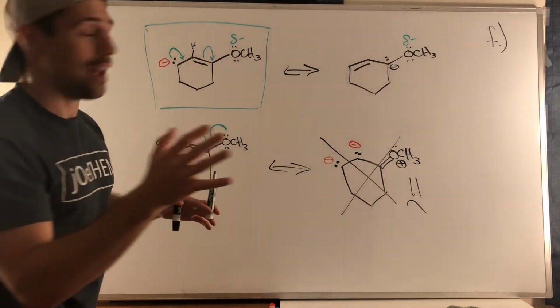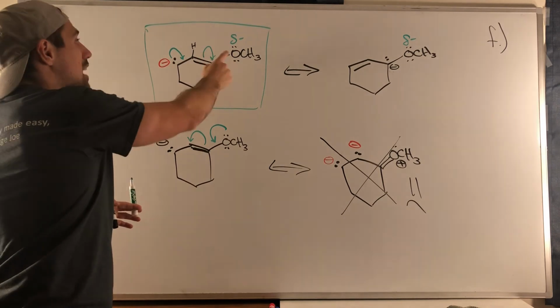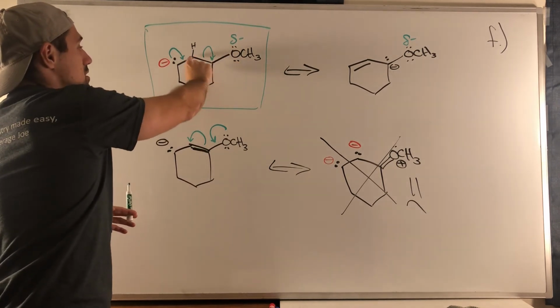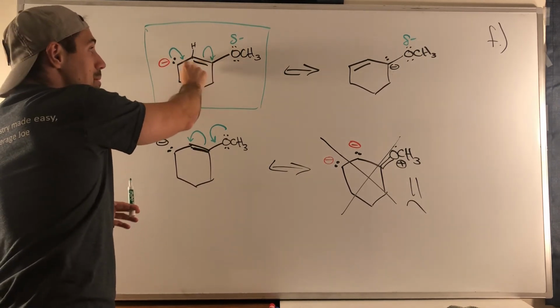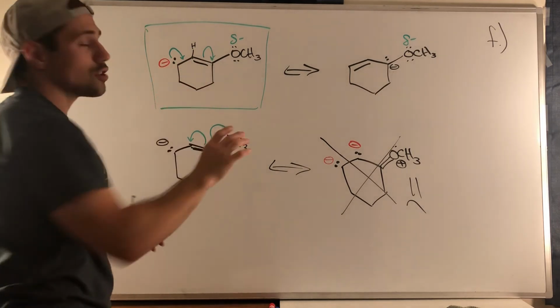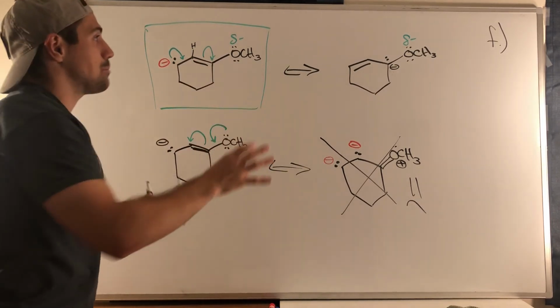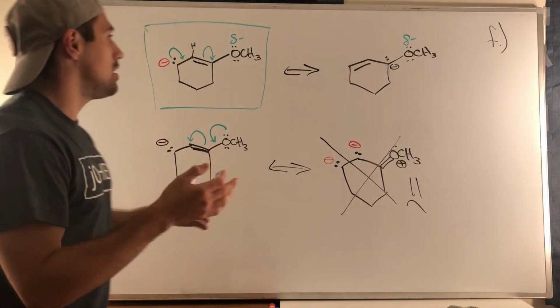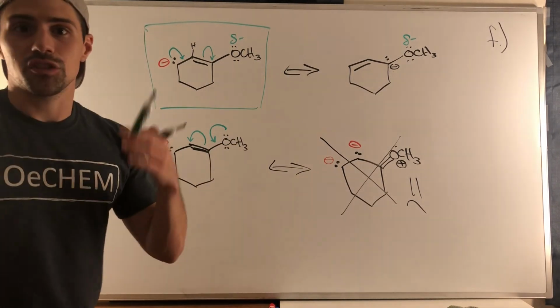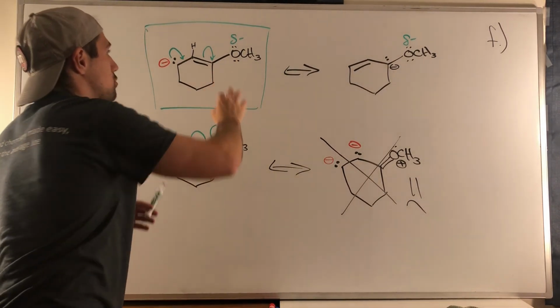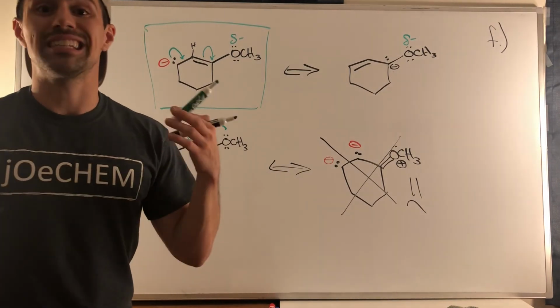It's not as bad. If anything, this oxygen is going to be sucking electron density out of this atom, but maybe even this atom a little bit. So this negative charge is sitting pretty. So I like this example because it's simple, but it's not so in your face as to why this is the better structure and it contributes more to the overall resonance hybrid.